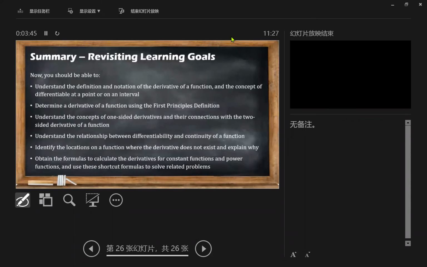Okay, so basically this is the end of today's class. So let's have a look at the learning goals again. Now, after this class, you should be able to understand the definition of notation of the derivative of a function and the concept of differentiable at a point or on an interval, whether the interval is open or closed.